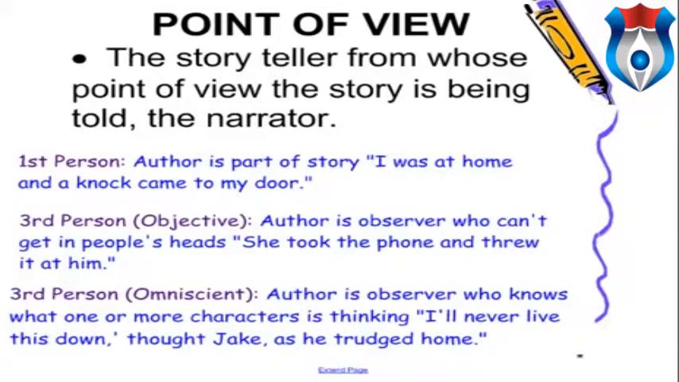And the third type of point of view that we're going to talk about is third person omniscient. Now, omniscient means all-knowing. So the author is an observer who knows what one or more characters are thinking. So when you read short stories and the author says something like, "I'll never live this down," thought Jake as he trudged home. Well, the only way we would know that Jake thought that is if the author was inside Jake's head. So if the author knows one or more characters and what they're thinking, that's third person omniscient. So you have first person, third person objective, and third person omniscient.